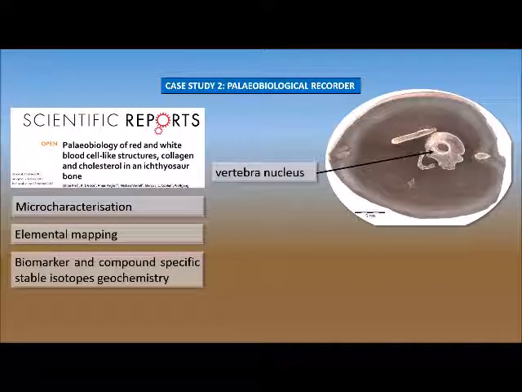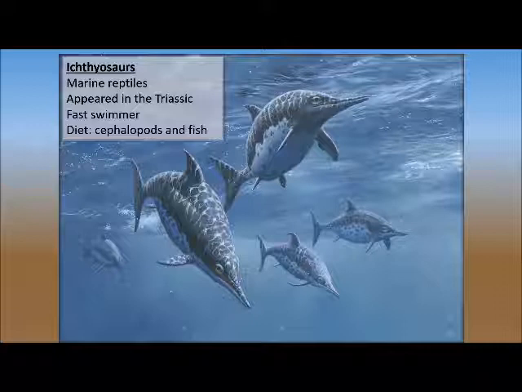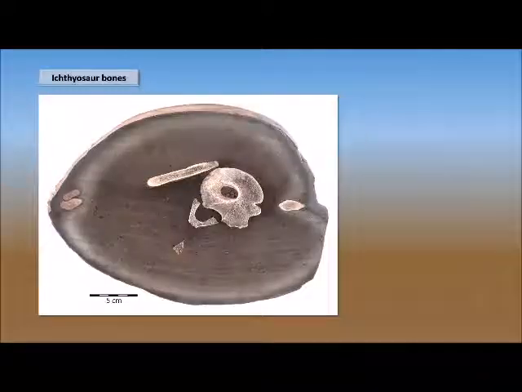You have quite a few bones, and what is important is this vertebra here. Those bones belong to an ichthyosaur. So what are ichthyosaurs? They are those little dolphin-looking marine reptiles from the Jurassic. They appeared in the Triassic. They are fast swimmers, and they eat cephalopods and fish. They really are very much like dolphins, except they are not mammals, but reptiles. So let's go back to our conclusion, a bit bigger.